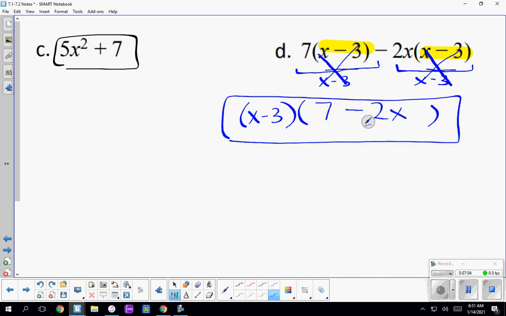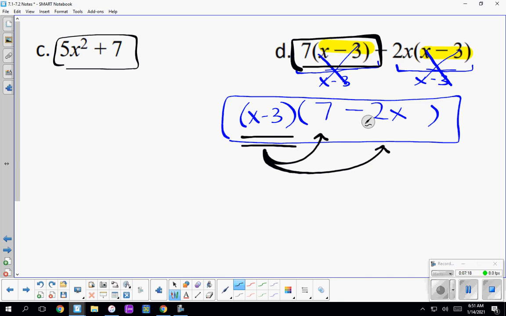And again, we could always check that answer using FOIL. If we think of this as one big number and distribute it, we would get 7 times x minus 3. If I distribute that whole entire thing over here to this minus 2x, I'm going to get negative 2x times x minus 3.